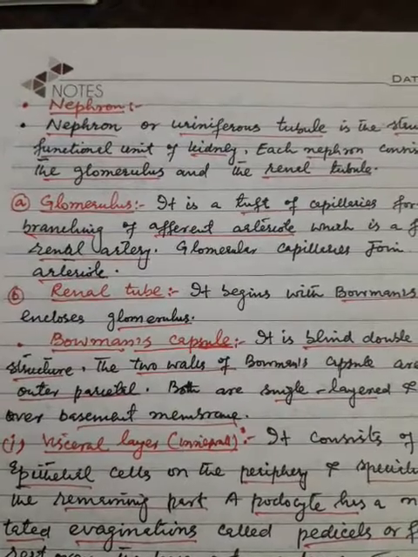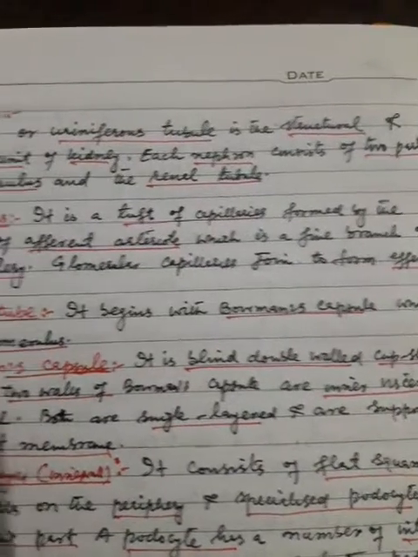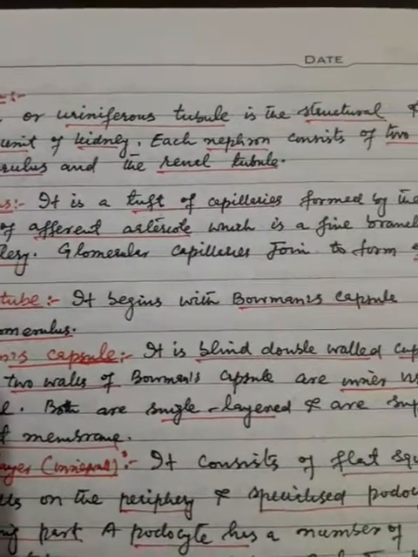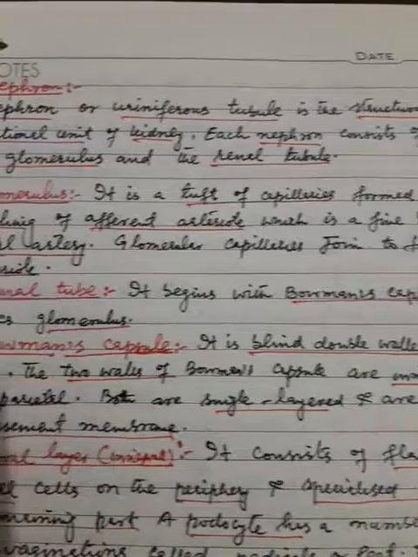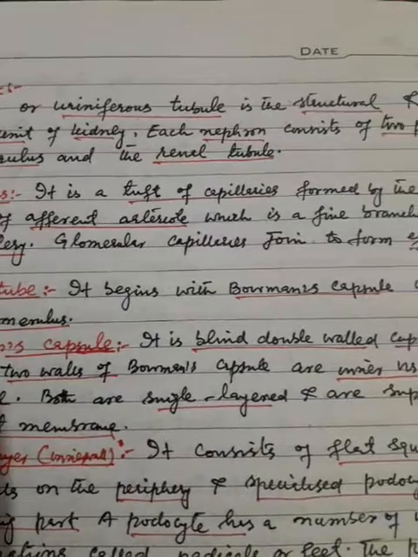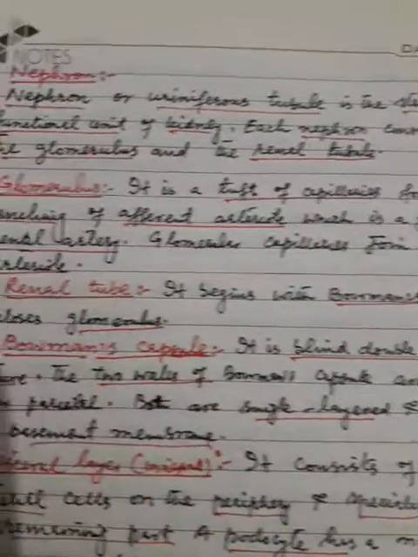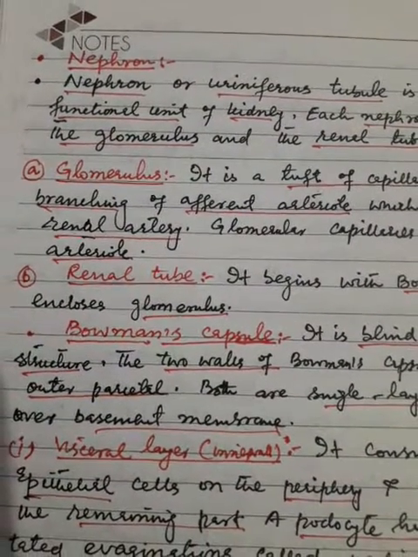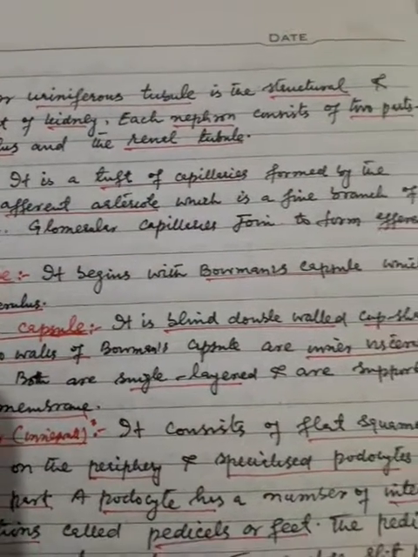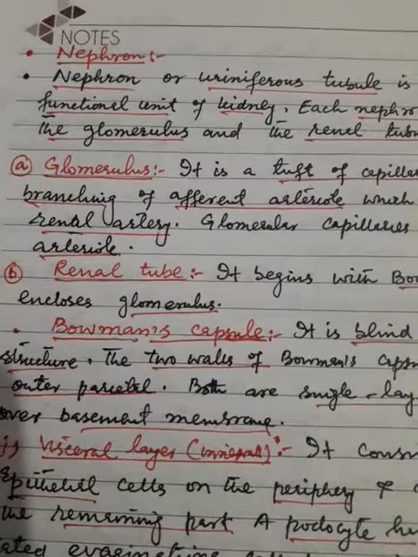Number A, glomerulus. It is a tuft of capillaries formed by the branching of afferent arteriole, which is a fine branch of renal artery. Glomerular capillaries join to form efferent arteriole. Number B, renal tubule. It begins with Bowman's capsule, which encloses glomerulus.